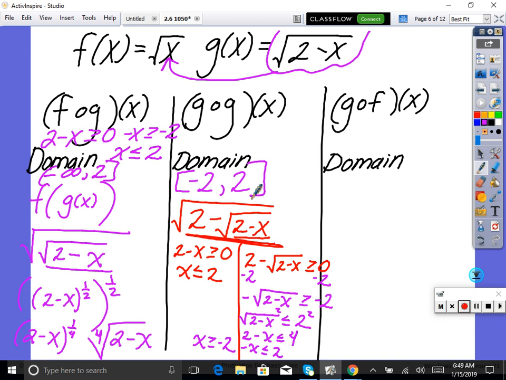G of f of x. Okay, let's see. How about you guys try this one by yourself? Because this one has kind of an advanced domain like the one I just did, and if I do it for you, you might not actually be thinking quite enough. So try it, and then we can go over it if we need to. Okay, so when you plugged it in, you got the square root of 2 minus the square root of x, and then your math came out to be that the domain was between 0 up to 4. Very good. All right, we're getting closer to the end here.